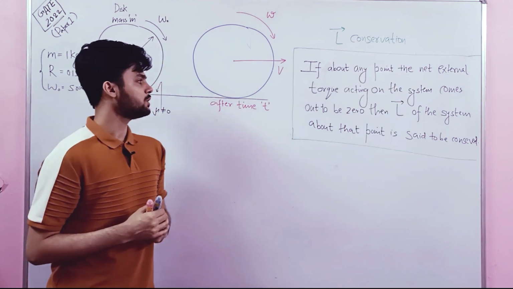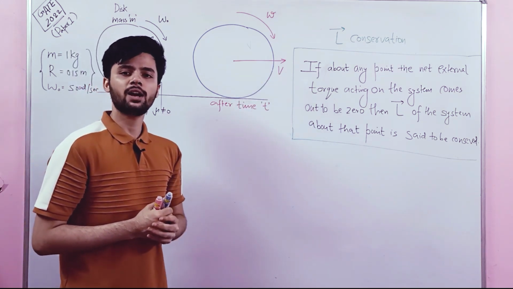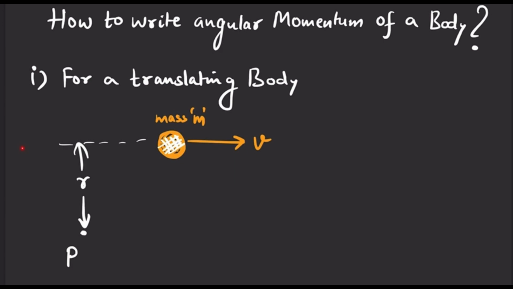So before jumping on to the solution of the problem, first we need to understand what is angular momentum and what is conservation of angular momentum. Now we are going to discuss writing angular momentum of a body.